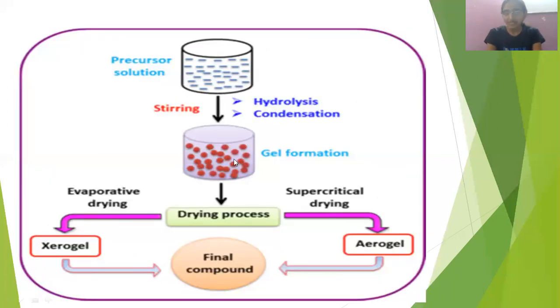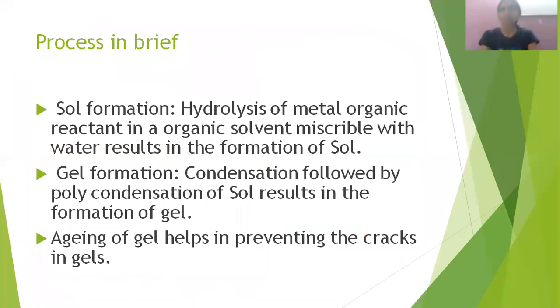So once this gel is dried, if you dry it in evaporative condition, you get xerogel, and under supercritical condition, you get aerogel. So using these gels, we get the final compound. This is basically the sol-gel method. Now let us have a look at the process in brief.